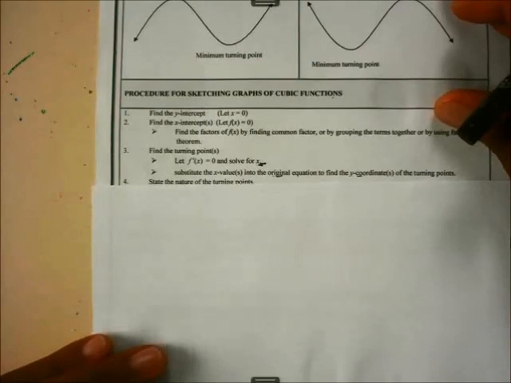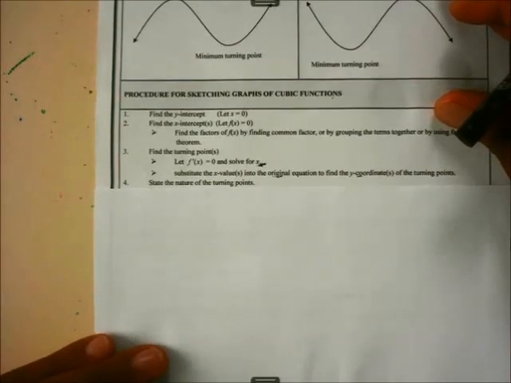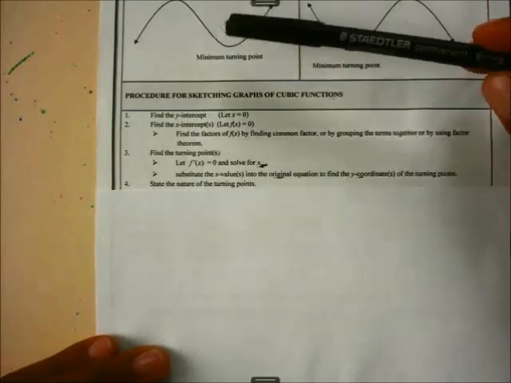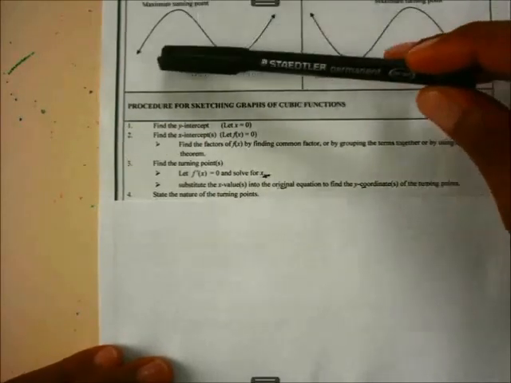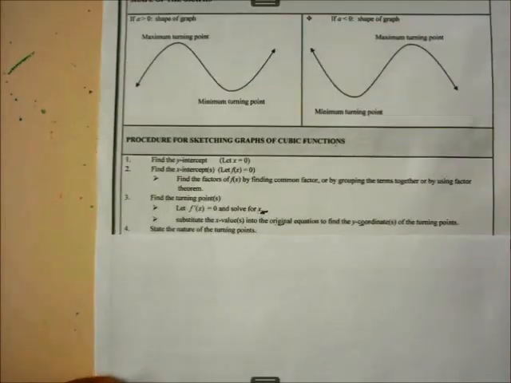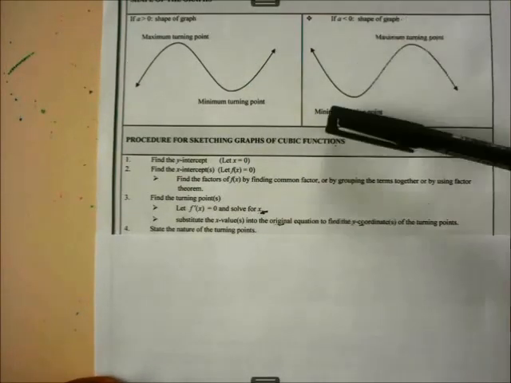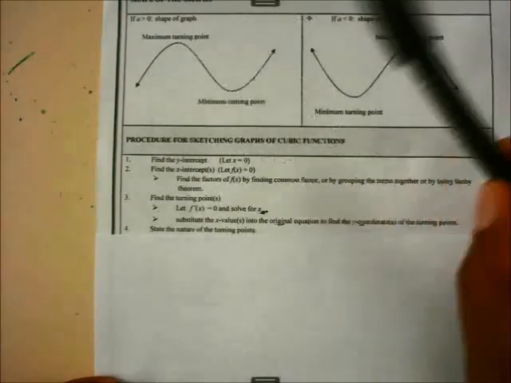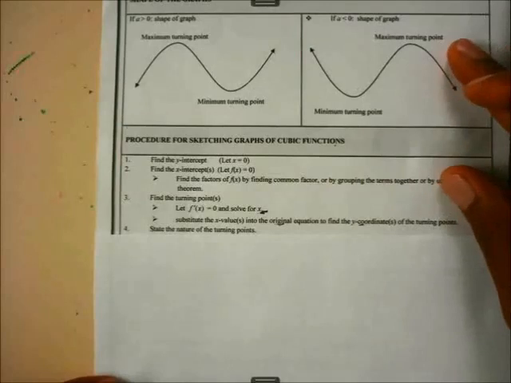Of course, we can state the nature of the turning points. Is this the maximum turning point? Is this the minimum turning point? Well, remember, if A is positive, you'll see which one will represent the maximum and which one will represent the minimum. The same applies if A is less than 0, then you also see, because the function will start decreasing and increase, this side the function will increase and decrease.